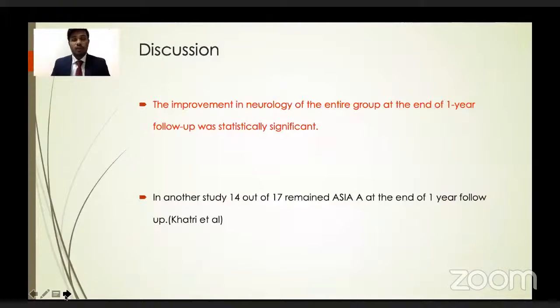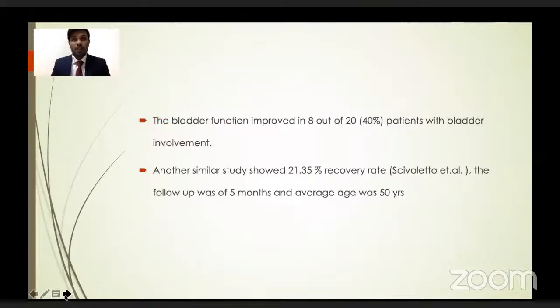The improvement in the overall neurology in the entire group was statistically significant. There was another study which shows 14 out of 17 patients remained in the ASIA A group at the end of 1 year follow-up. There was bladder function improvement in 8 out of 20 patients, that is 40% recovery. Another study showed 21.35% recovery, but the follow-up there was 5 months and the average age of the population was 50 years, while our follow-up was 1 year with the average age being 34 years.